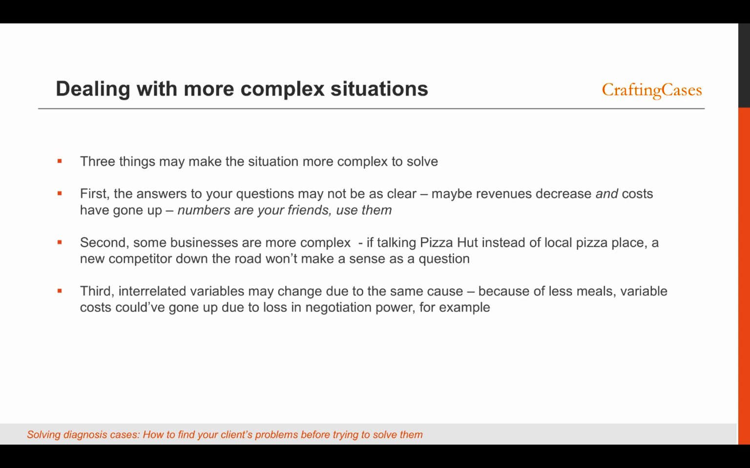Third factor, interrelated variables may change due to the same cause. Let's say because of less meals, variable costs could have gone up due to a loss in negotiation power. So what I'm saying here is the guy with the pizza restaurant has to pay more for cheese because he's getting less of it. So if you ask if revenues have decreased or costs have increased, the interviewer might say, well, both. Have the discipline to understand one cause before the other.